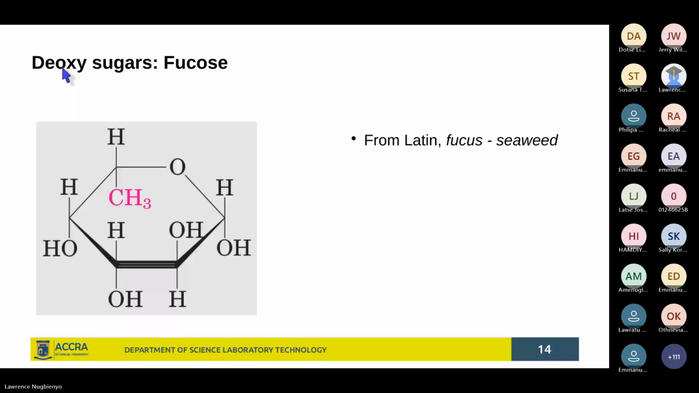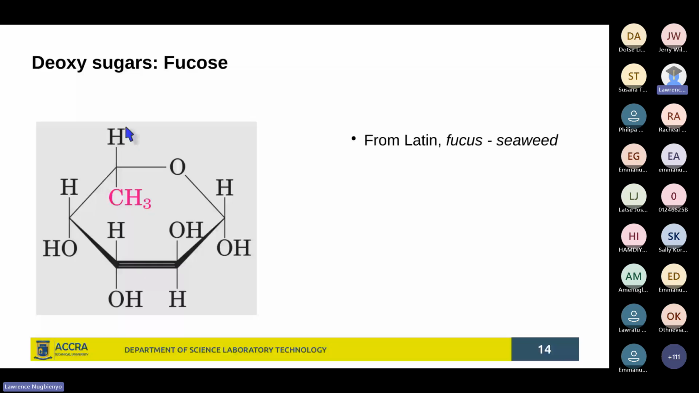This derivative you'll find in abundance in the cell walls of seaweed. That's where the name comes from, because in Latin, seaweed is called fucus. Because it is found in abundance in seaweed, it was given the name fucose. So that is a deoxy sugar. You can see the hydroxyl group is removed from carbon number 6, and now you're left with just CH3.